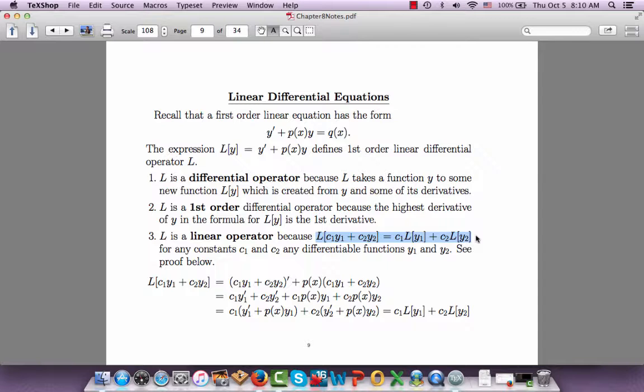For example, one of the major mistakes many students make is algebraic mistakes, like the square root of x plus 5 is equal to the square root of x plus the square root of 5. That's false. The square root function is not a linear operation. You can't distribute it over a sum. Linear operators are things you can distribute over a sum, and you can factor out constant multiples. That's all that it means.